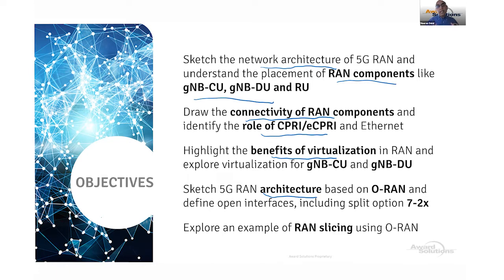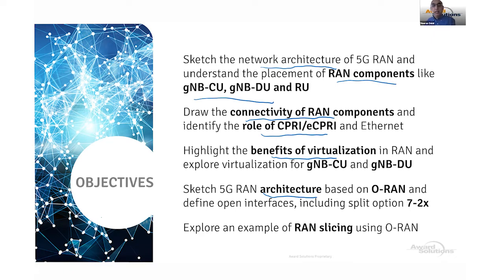In that O-RAN Alliance, we have defined the architecture of the gNodeB or the 5G RAN. We have also defined various open interfaces that connect different components of O-RAN, especially the split option interface of 7-2 that connects between the DU and the RU.